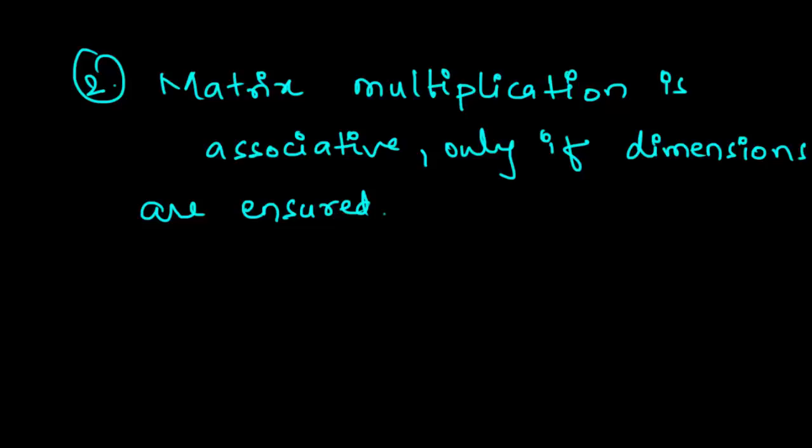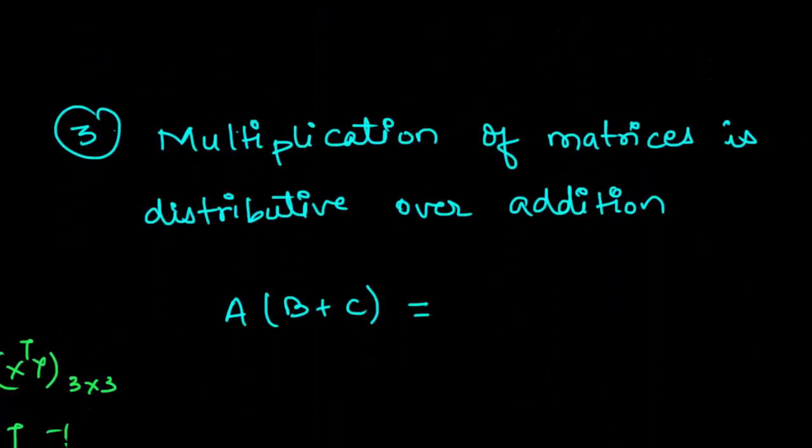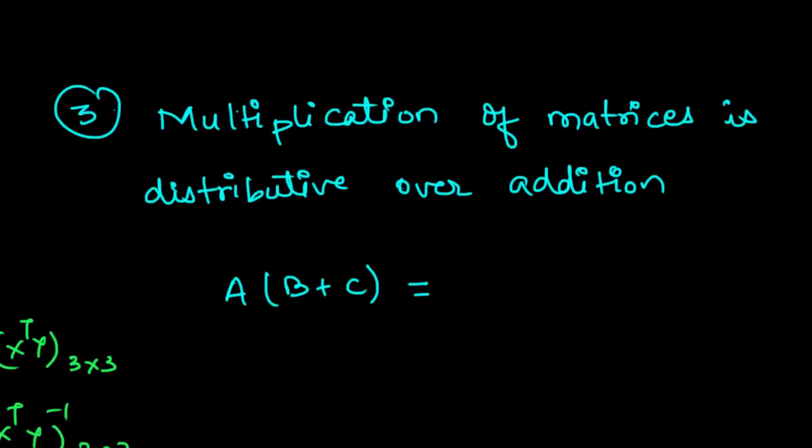Matrix multiplication is associative only if dimensions are ensured. So it means that A into B into C equals AB into C. This is equal if and only if all the dimensions are compatible for matrix multiplication. Next is the distributive property. Multiplication of matrices is distributive over addition. Suppose we have A into B plus C. So we can write it as A into B plus A into C. This is true. Multiplication is distributive over addition or subtraction.